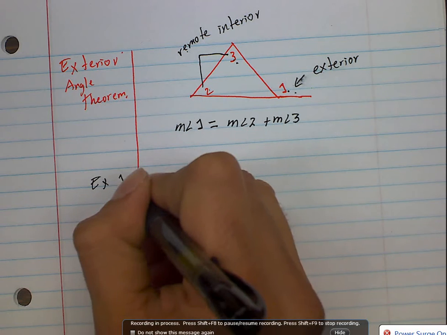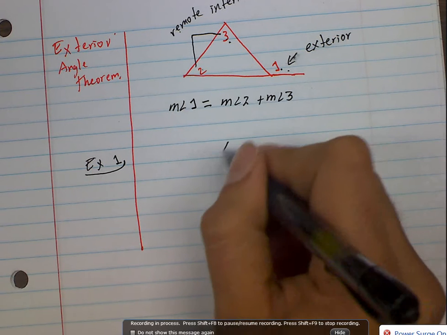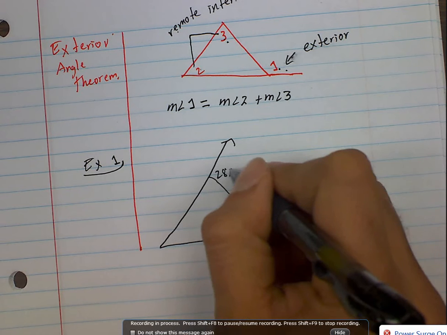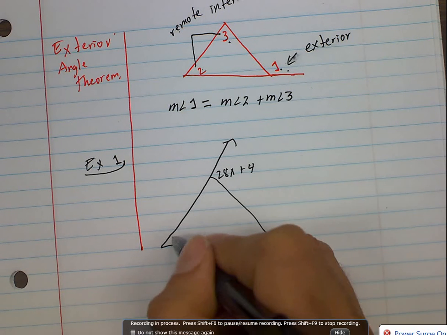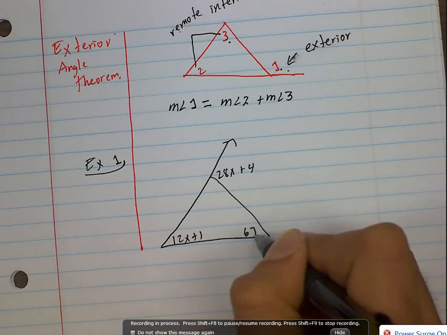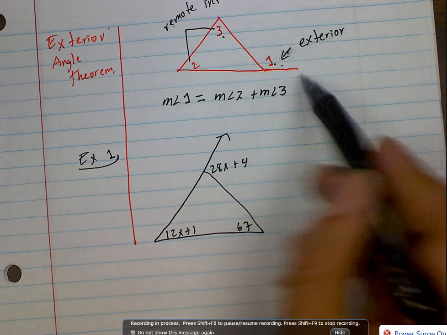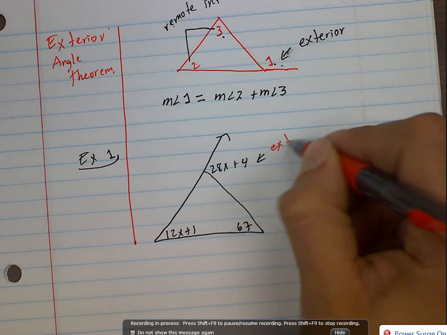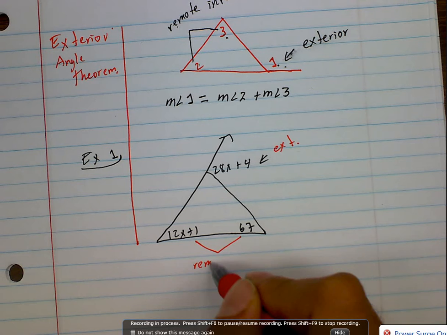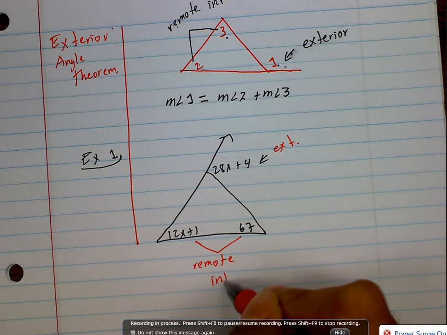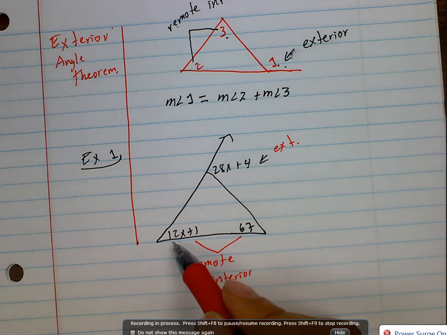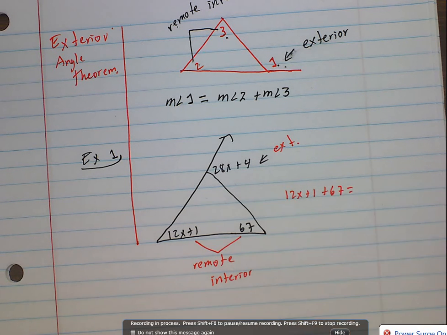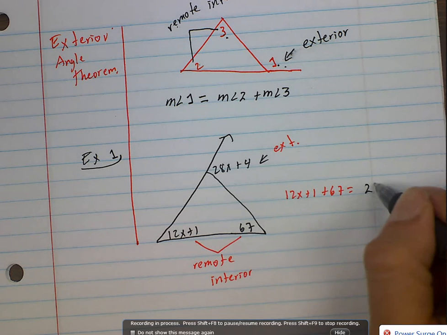So example 1 for this little section. So let's say I have a triangle that looks more or less like that. This one is 28x plus 4. This one is 12x plus 1. And that one is 67. Well, based on this theorem, I know that this one is on the exterior, and these two are both remote interior, right? So all I have to do is add these two, so we have 12x plus 1 plus 67, and set it equal to the exterior one, which is 28x plus 4.